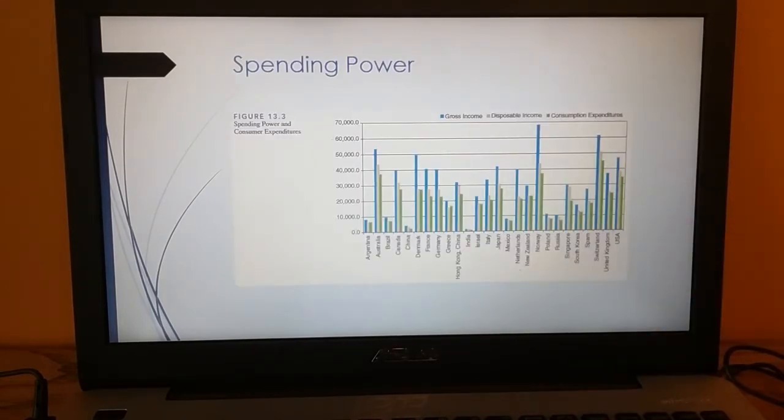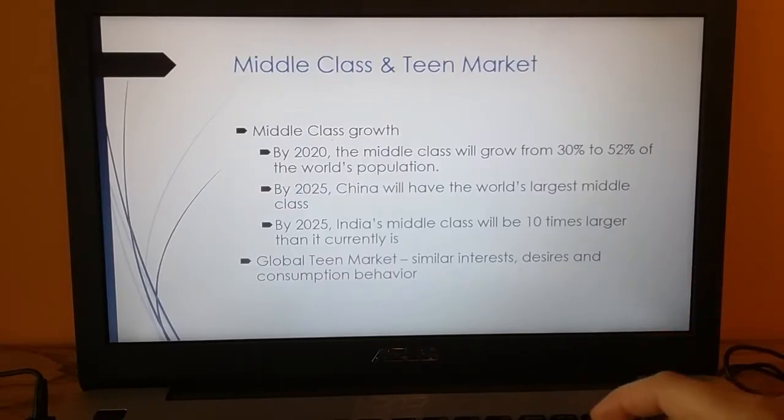Okay, so this is a chart from the book that looks at spending power of different countries. It compares gross income, disposable income, and consumption, actual expenditures. So you want to look and see. So Norway, for example, has very high gross income, but moderate spending. So you want to go through and just give you an idea.